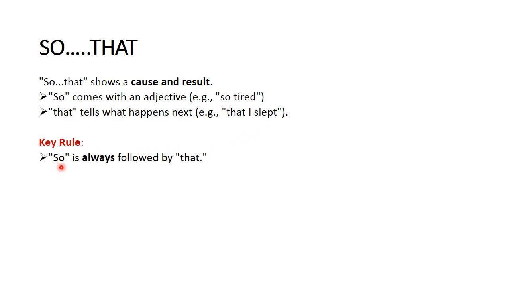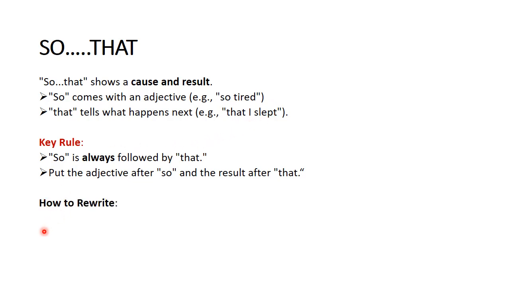Here are some key rules. "So" is always followed by "that". Okay, but not like after you write "so", then you write "that", like "so that". No, it's "so", some words, "that", some words. So you have to put the adjective after "so". So tired, so happy, so big, and the result after that. So the result has to be put after the word "that". So tired, which is "so" and the adjective, "that", what happened, I slept.